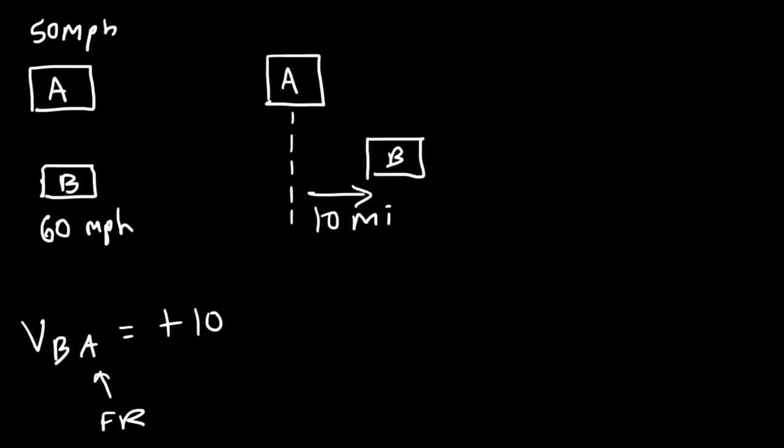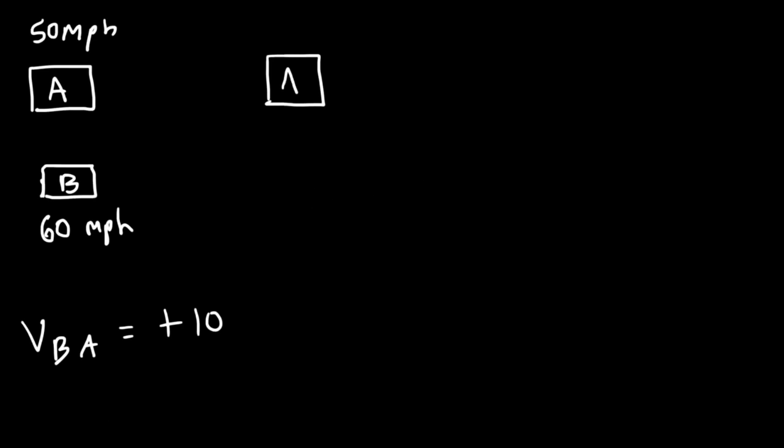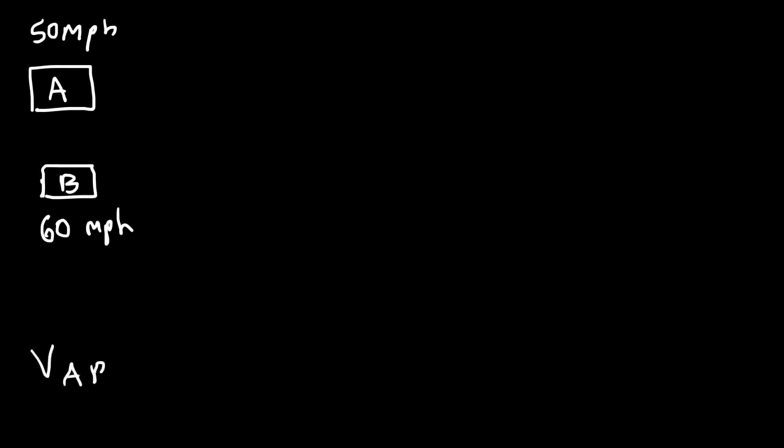So that is your relative velocity with respect to A. It's 10 miles per hour. So every hour, you're going to gain 10 miles from person A. Now, let's analyze it if B is the reference frame. The velocity of A with respect to B, where B is the reference frame, is negative 10. So in 1 hour, A is going to travel a distance of 50 miles. And in 1 hour, B is going to travel a distance of 60 miles.